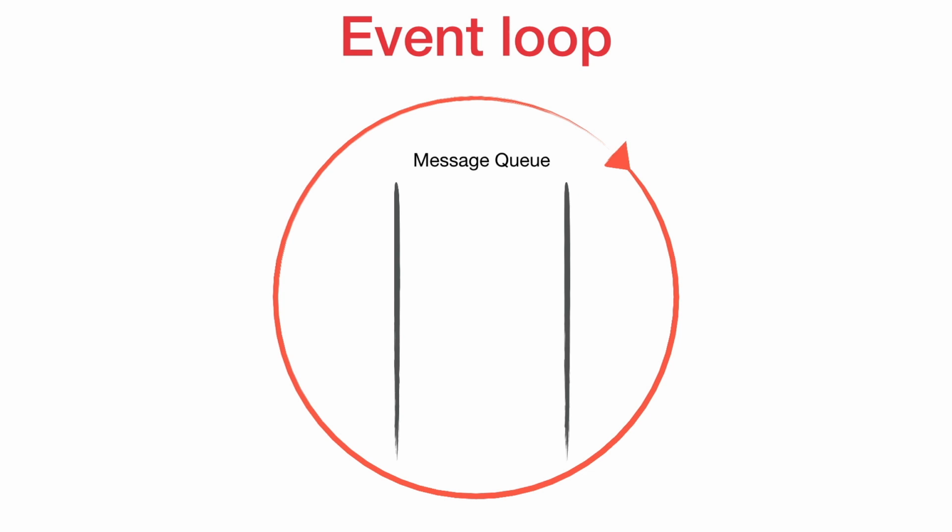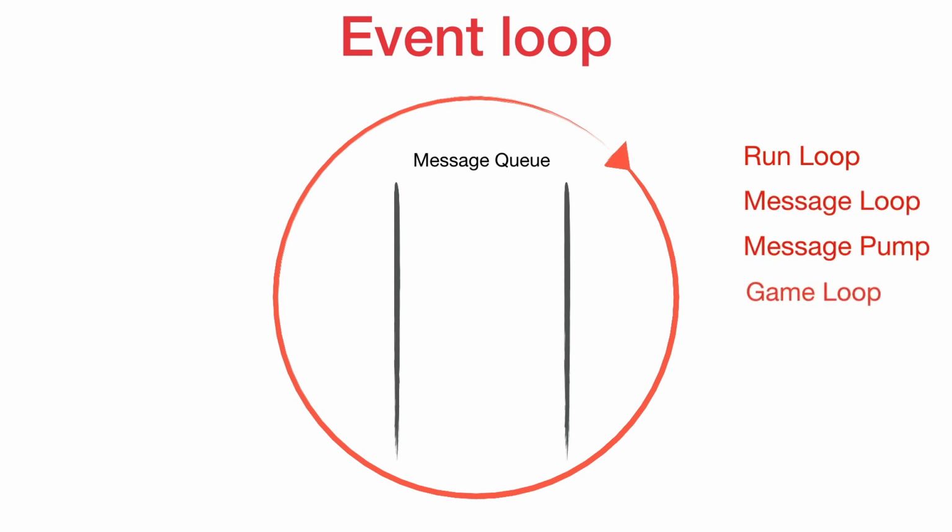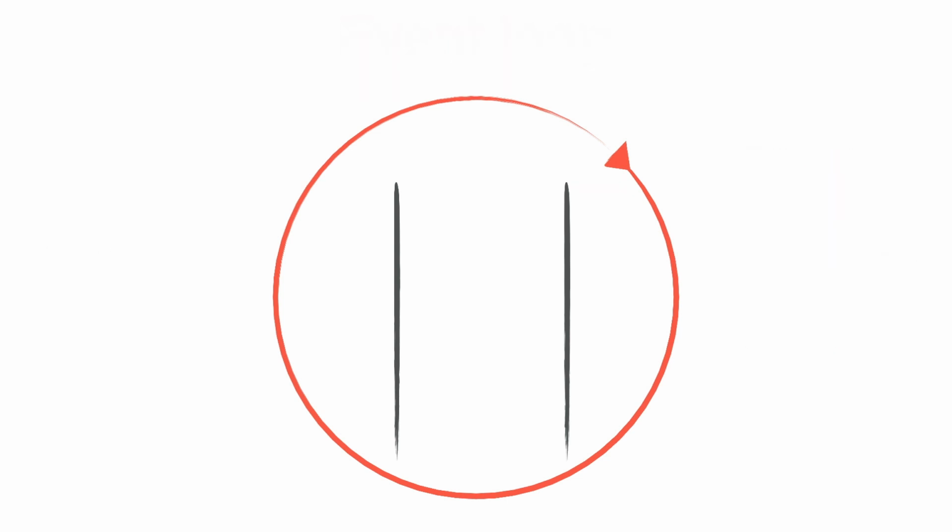Now, the event loop is known by different names on different platforms. Run loop on macOS, message loop or message pump in Windows. Gaming engines call it game loop or main loop. And similarly, the message queue itself also has other names like the task queue. Now, as messages and notifications arrive, they are put into this queue in exactly the same order that they arrive. So, this ensures the order of operations and the sequence.